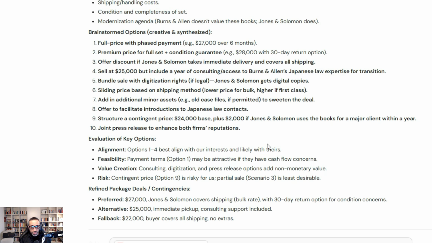Sliding price based on shipping method. Lower price for bulk, higher if it's first class. Add in additional minor assets. All case files if permitted to sweeten the deal. Offer to facilitate introductions to Japanese law contacts. Very interesting. Structure a contingent price. For example, 24,000 base plus 2,000 if the potential buyer will use the books for a major client within a year. Very interesting. And a joint press release to enhance both firms' reputation.